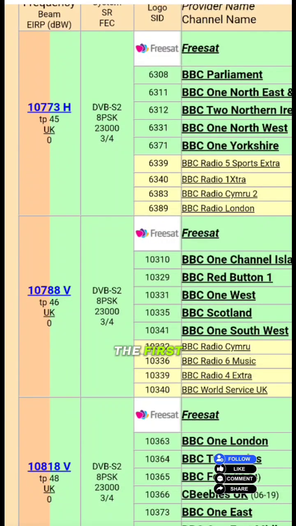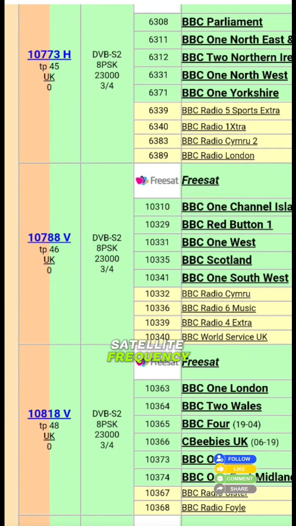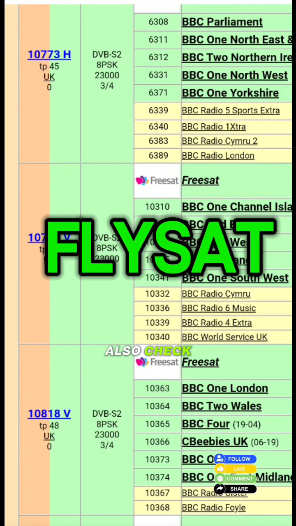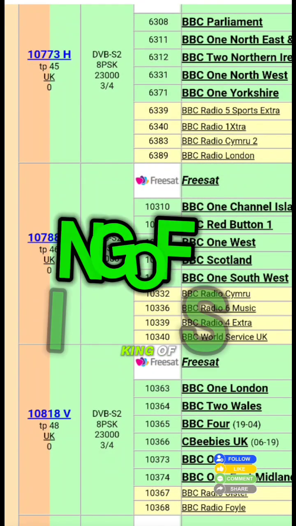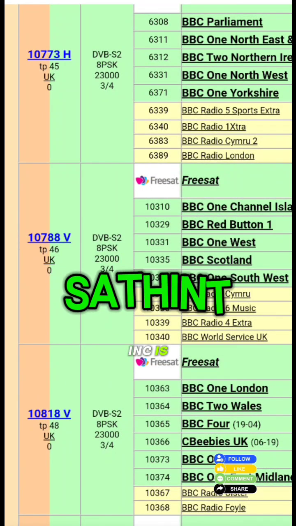Okay, so first and foremost, we have LyngSat. That is where you can check satellite frequency for free. That is the first one. FlySat is where you can also check the frequency of a satellite for free. KingOfSat is also there. SatBeams is also there. SatInt is also there.